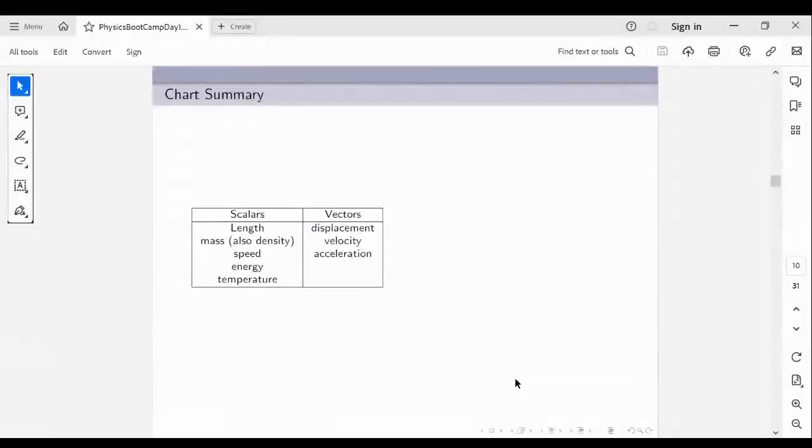Length. Velocity is contrasted with speed. I could be going. Wait, hold on, it's not share. Not share. Go back and try to share. Is it sharing now? It is, yes.